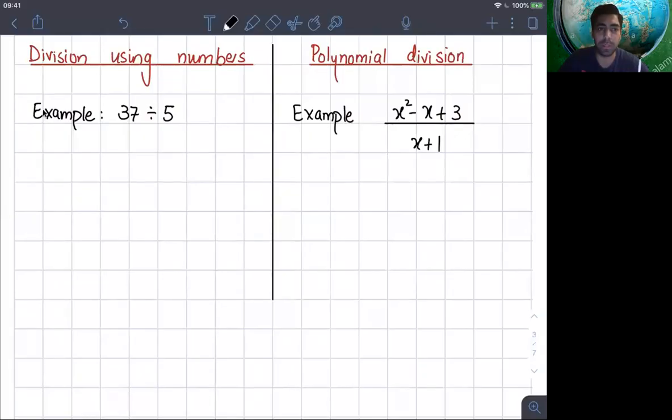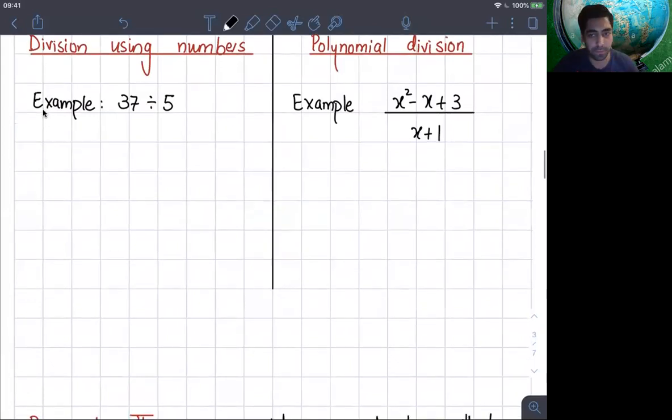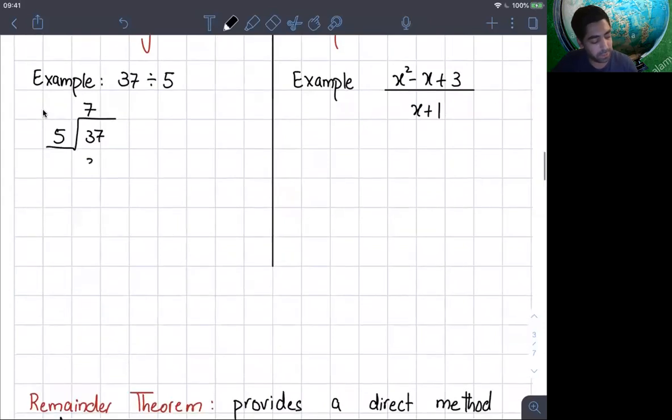Okay, so we're now going to look at division, two cases of division, one using numbers and the other using polynomials, because it's very closely related to the remainder theorem. And then we'll just go ahead and state the theorem and see how to use it. So the first thing we're going to do is divide 37 by 5. Let's just do it quickly. It's pretty straightforward. You multiply by 7. That gives you 35, and you're left with 2.